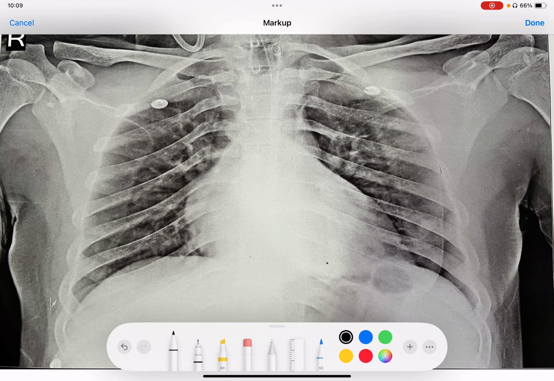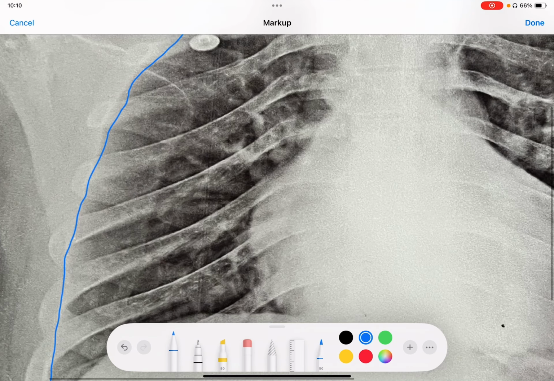This is a very interesting X-ray we already discussed, and we can very easily see that there is pneumothorax. So pneumothorax can be very easily diagnosed. It's very simple to diagnose. We simply trace the lung margins from the rib area, and we should be able to see lung margins.